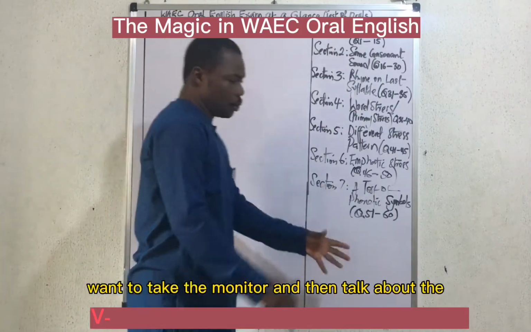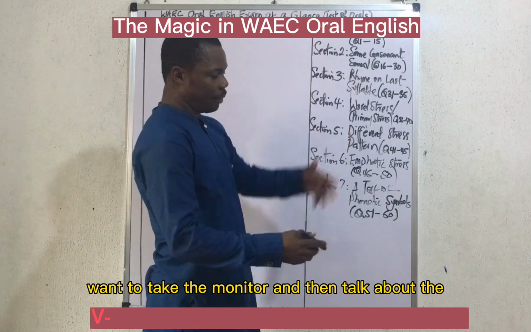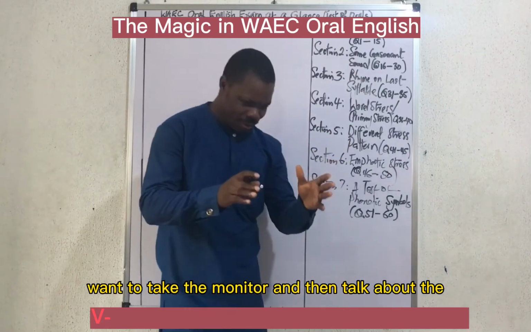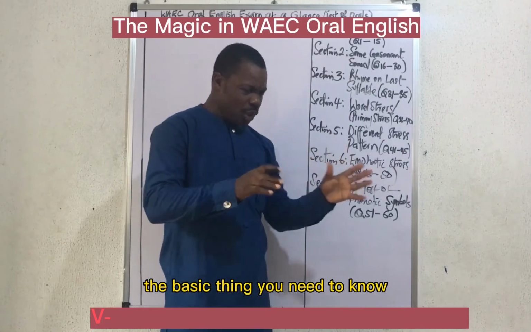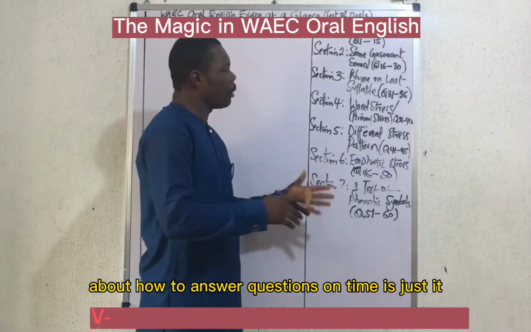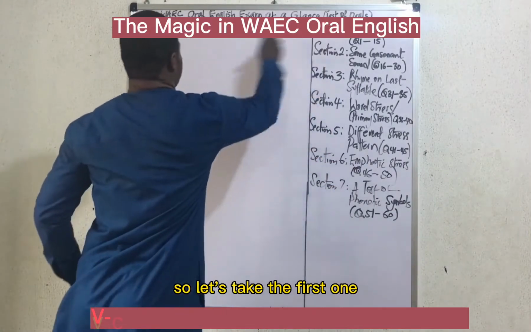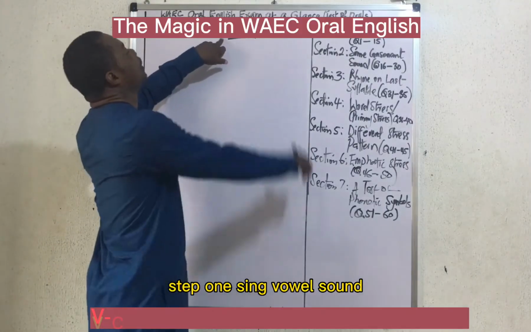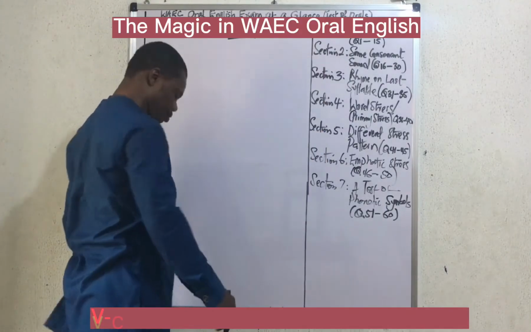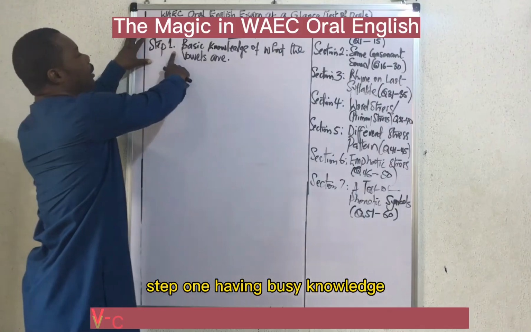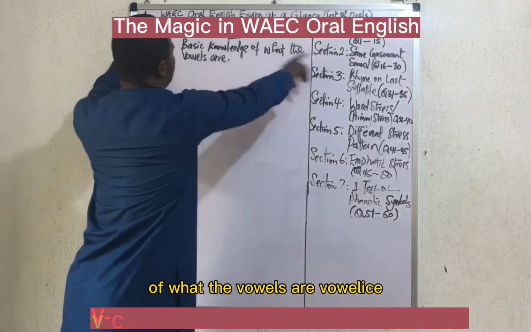So in this class, we want to take them one after the other and then talk about the basic thing you need to know about how to answer questions on time, and that's just it. It's as simple as that. So let's take the first one. Section 1, same vowel sound. Step 1. Have a basic knowledge of what the vowels are.